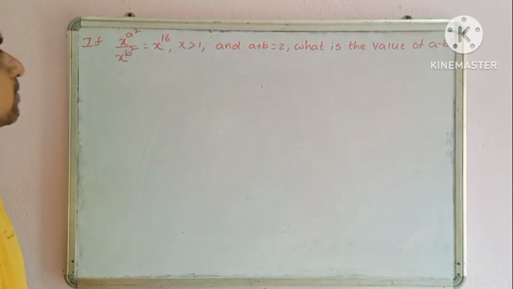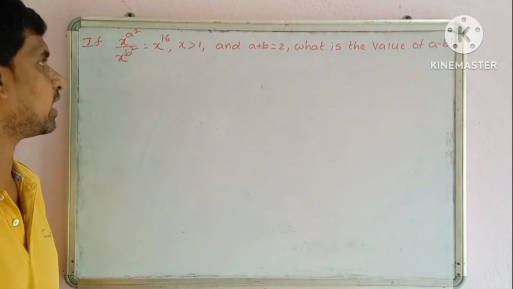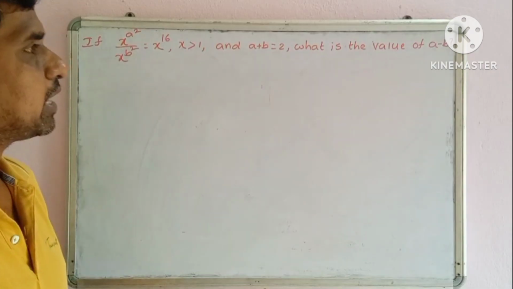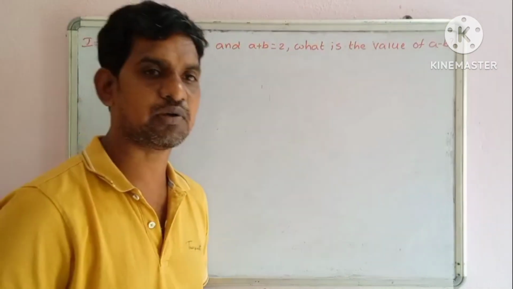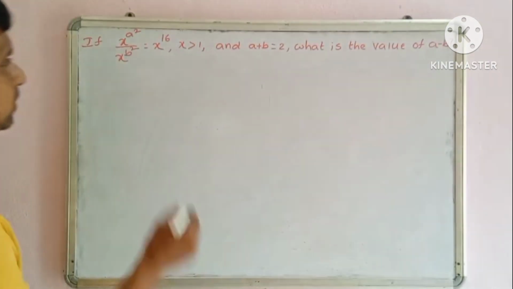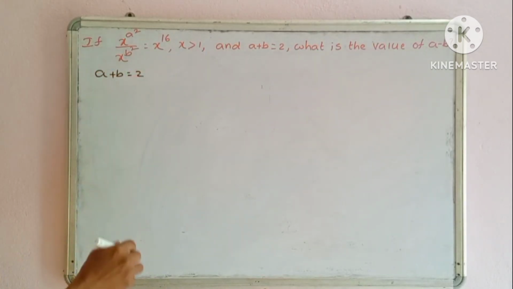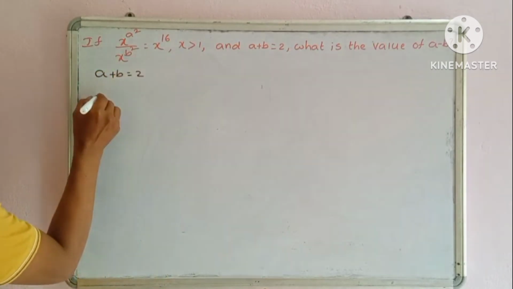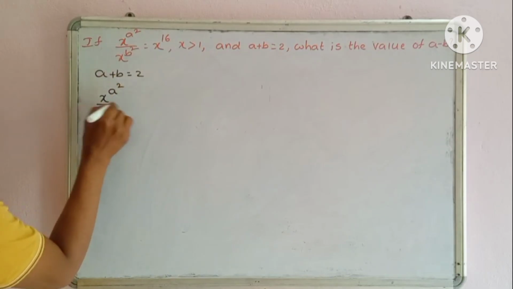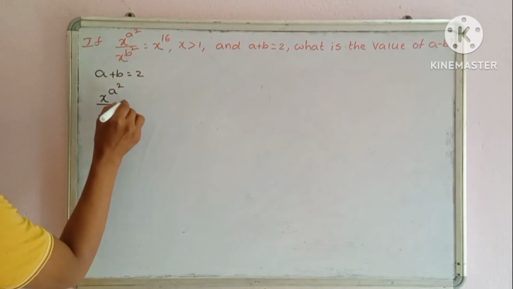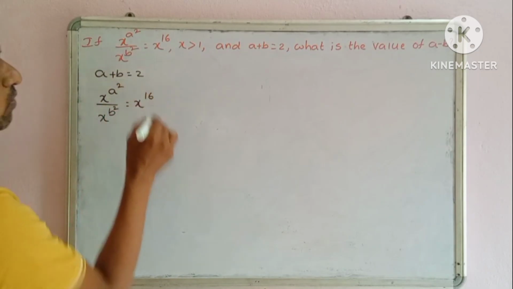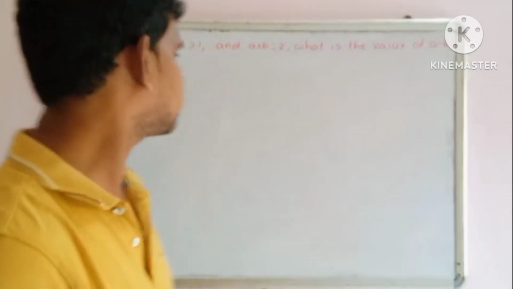If x power a square by x power b square equals x power 16 and x greater than 1, and a plus b equals 2, what is the value of a minus b? Okay. So given a plus b is 2. And one more condition is there. X power a square by x power b square equals x power 16. Now we will find the value of a minus b.